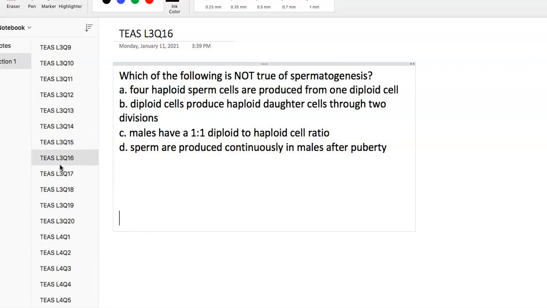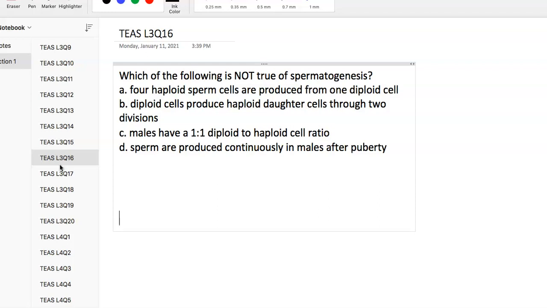All right, moving right along here. Question 16. Which of the following is not true of spermatogenesis? And it is not true that males have a 1-to-1 diploid to haploid cell ratio, so we're going with answer choice C. Sperm are produced in the seminiferous tubules in the testes through the process of spermatogenesis.